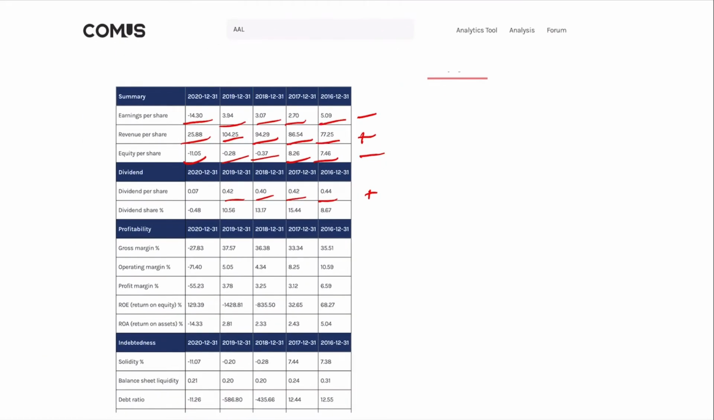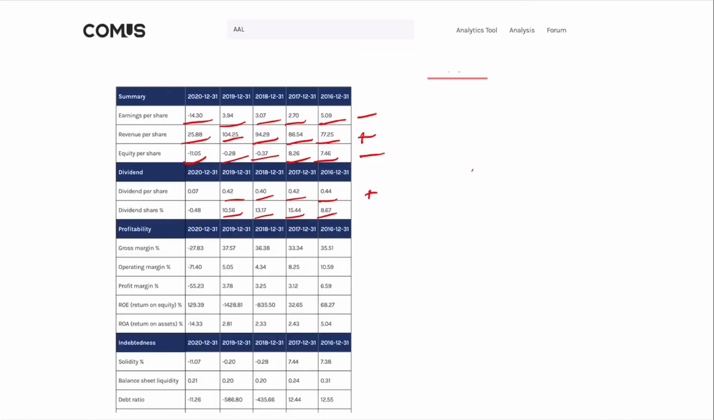Now the dividend share went from 8% up to 15% and then 13.10, so a bit of fluctuation from 8 to 15%. But I like this because I want a company that pays out less than 60%, because I want a portion of that capital to remain in the business for investments.